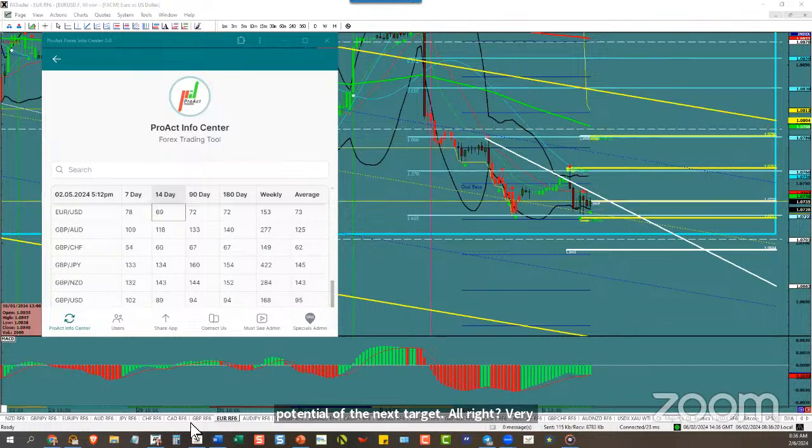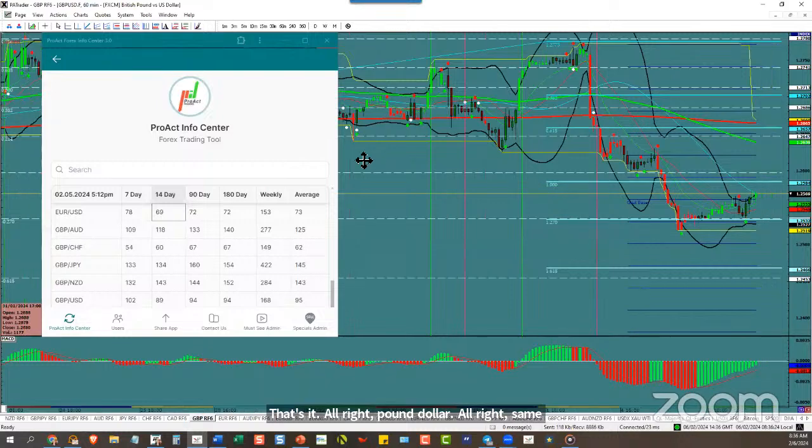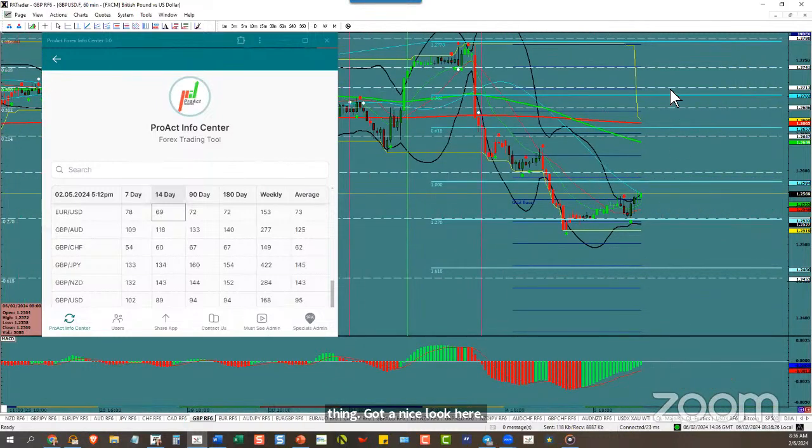That's it. Pound dollar. Same thing. Got a nice look here. Is this a bull flag, or are they making the turn? What does MACD say? MACD tells you, yeah, we're pointing the way up. This might be what it's trying to do. Now we haven't broken the 0 line yet. You don't have a MACD cross yet.